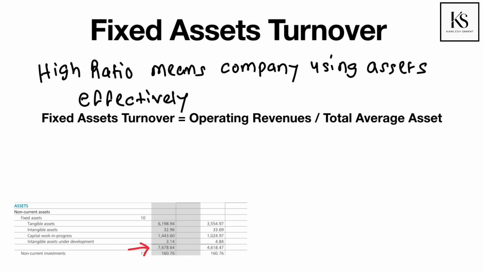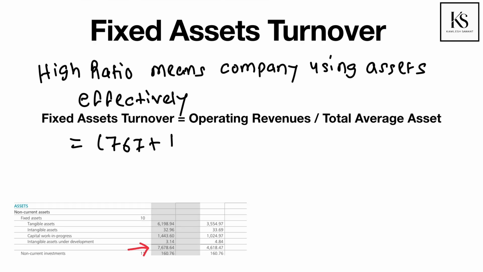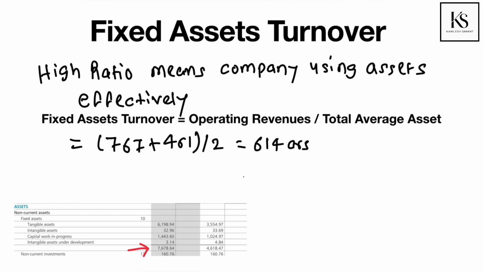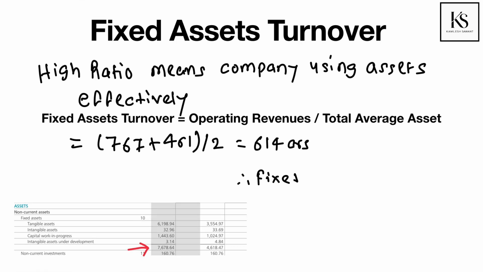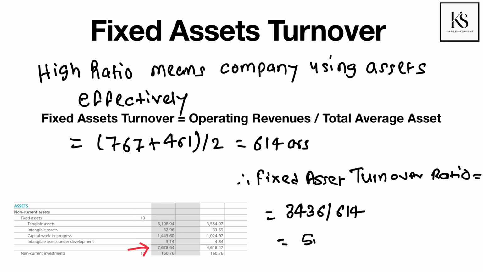From ARBL's FY14 balance sheet, the average fixed assets is equal to 767.864 plus 461.847 divided by 2, that is equal to 614 crores. We know the operating revenue for FY14 is 3,436 crore rupees. Hence, the fixed asset turnover ratio is 3436 divided by 614, that is equal to 5.59.